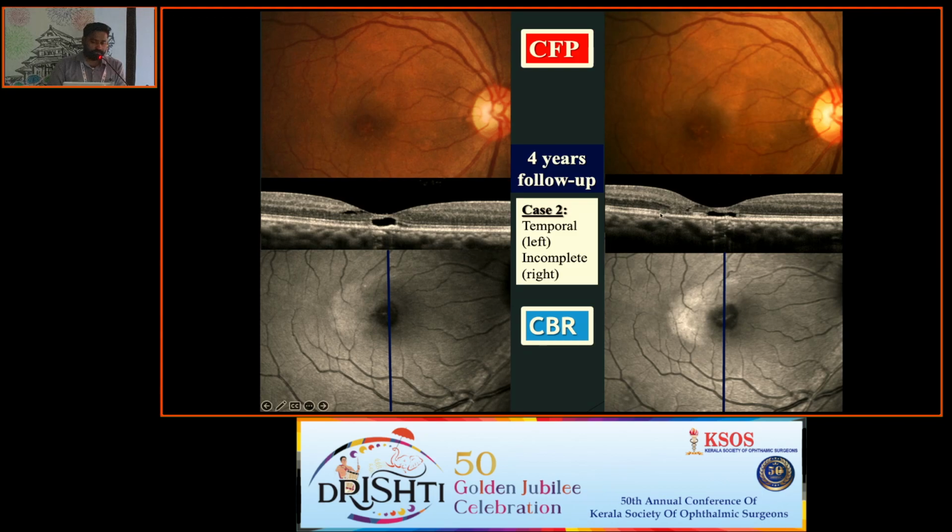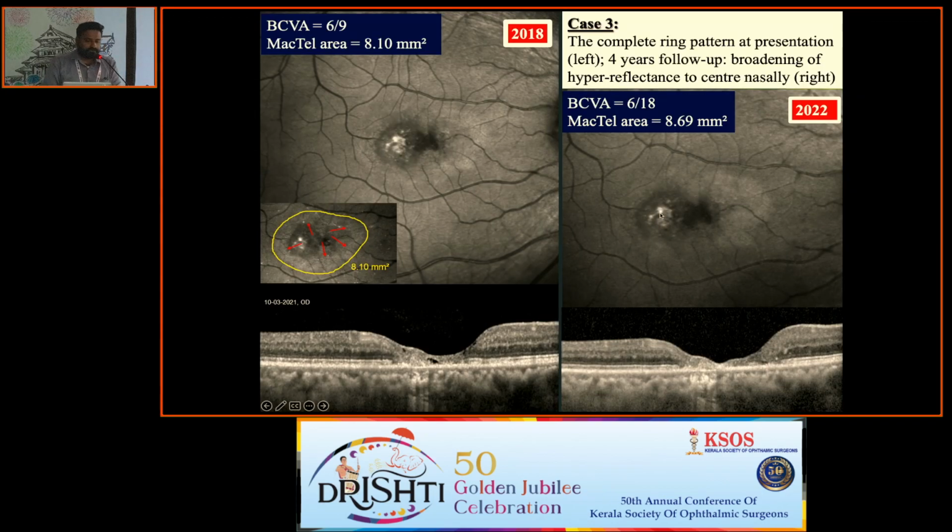In this example, we can see the complete ring pattern with the inner borders well differentiated, but on follow-up, in the nasal sectors, it's showing broadening of the reflectance focus towards the foveal center. The inner borders, which are delineated by the red arrows, are not clearly differentiated in the follow-up pattern. The best-corrected visual acuity has dropped and the macular area has progressed too. These changes can be well delineated on spectral domain OCT as well, with progression of the neurodegeneration and ellipsoid zone loss.